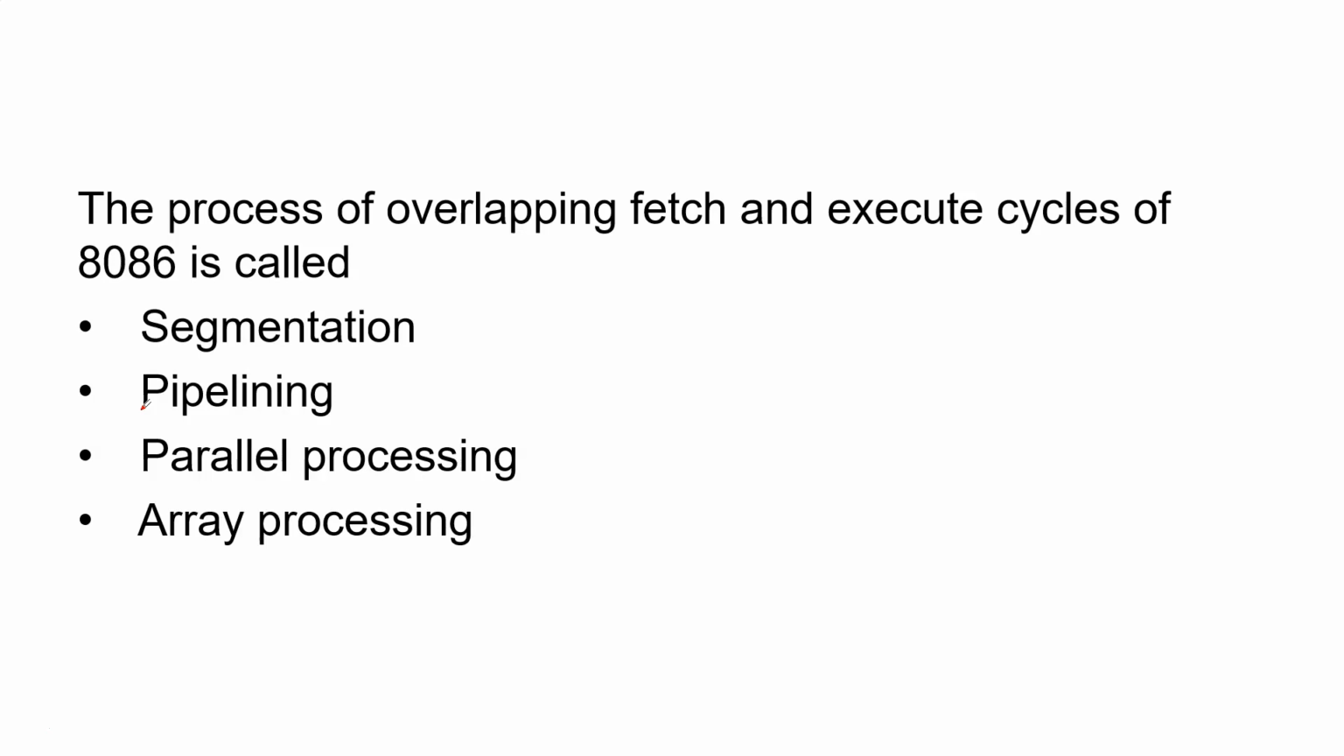The process of overlapping the fetch and execute cycle of 8086 is called. We have two units, the bus interface unit and the execution unit. The bus interface unit is used for fetching, and in parallel the execution unit does the execution. This process is nothing but pipelining.